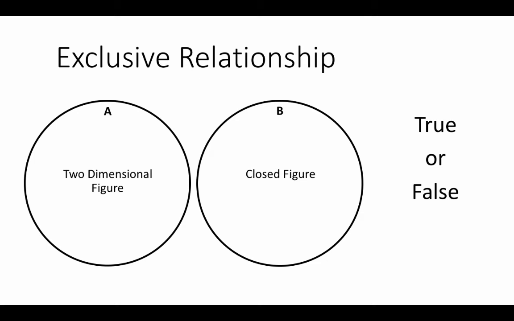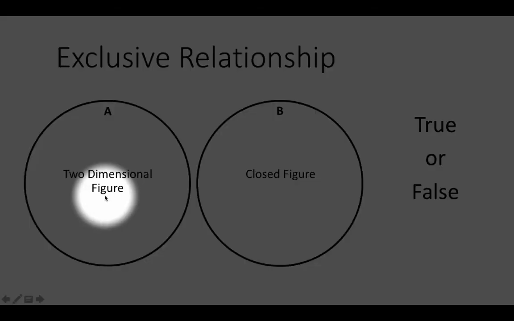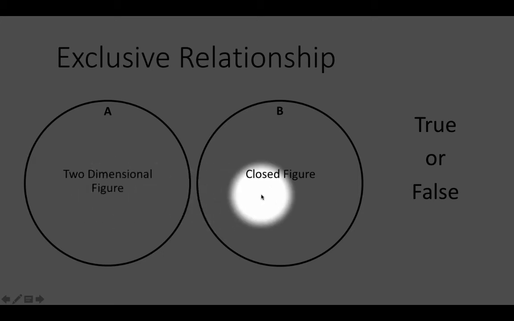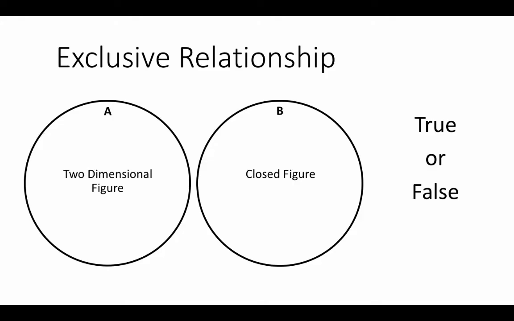How about two-dimensional figures and closed figures? Do they have an exclusive relationship? A two-dimensional figure has two directions. It lives in a plane. And a closed figure has two directions. It lives in a plane, and all of its sides are connected. There are no gaps in the outline of a closed figure. So this is not an exclusive relationship.